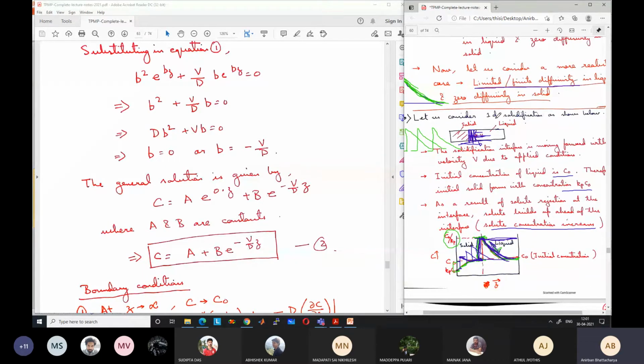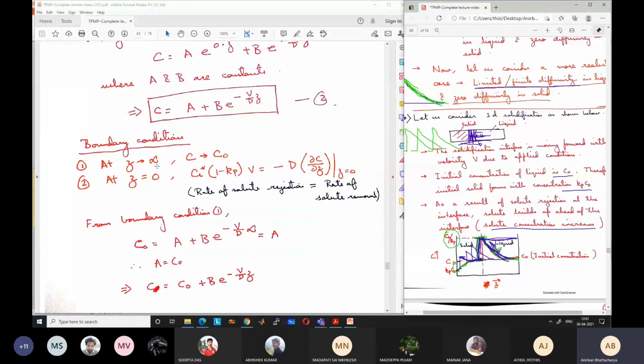So at z equal to infinity, obviously at far away liquid, the concentration is not changed. Far away liquid is still at C0 concentration. At z equal to infinity, the concentration is C0, and at z equal to 0 at the interface, we can have another boundary condition by relating how much solute is getting rejected and how much of it is getting diffused away. The amount of diffusion at z equal to 0 is minus D into the gradient of concentration, minus D del C del z at z equal to 0.